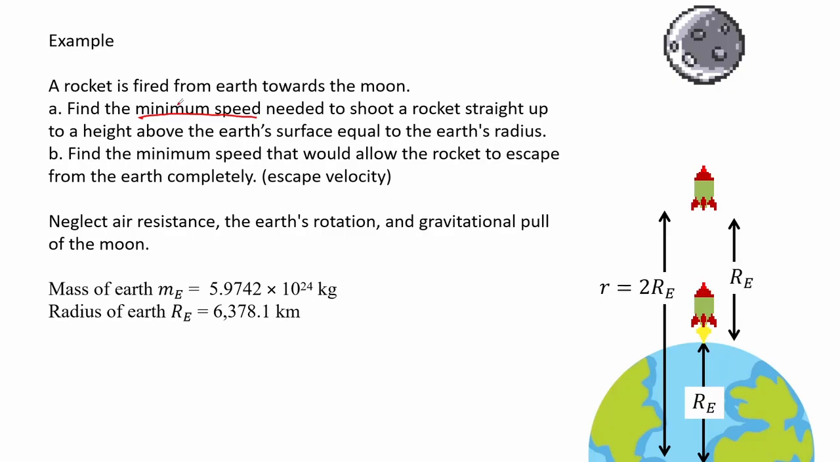For letter B, find the minimum speed that would allow the rocket to escape from the Earth completely. This is also called escape velocity. Neglect air resistance, the Earth's rotation, and gravitational pull of the Moon.